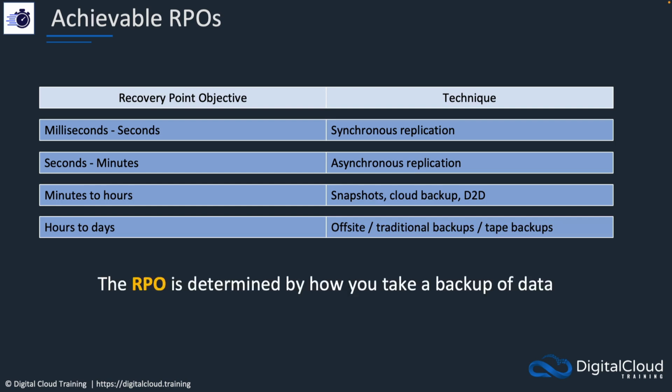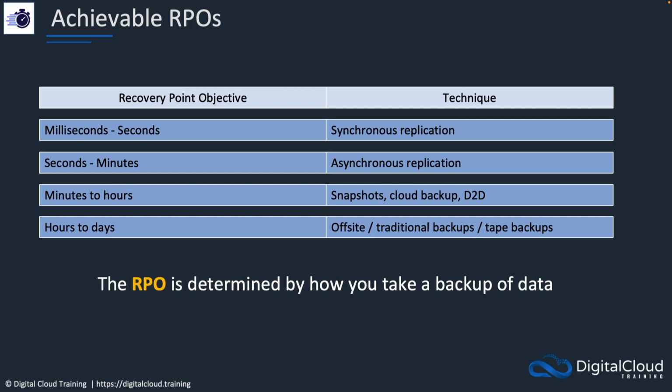Now, the RPO is determined by how you take a backup of the data. Okay, how are you backing up? Synchronous replication just means every time a transaction is written to a database, it gets replicated somewhere else, and it has to be confirmed that it's written in that destination as well as the primary database before it's committed successfully. Asynchronous just means one system is sending the change that's been written to it to another system. Could be a database, could be a file system, and it's not waiting for a response.